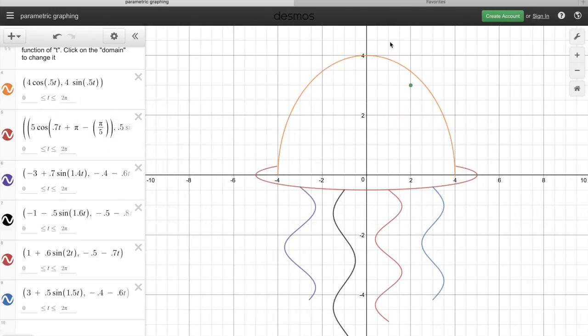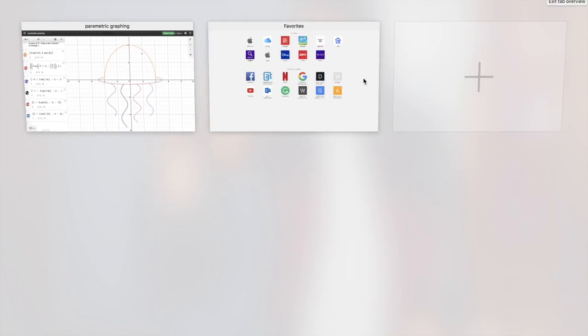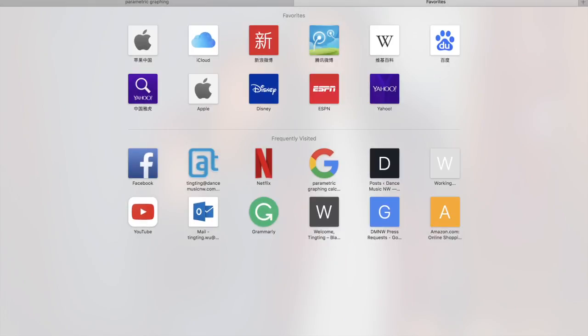Hey everybody, I'm Jeremiah and today I'm going to show you how to graph a jellyfish using parametric equations. This is a little skill I picked up being bored in math class playing around on a TI-84, so you can definitely do this on a graphing calculator too. And I'll show you how that works at the end. But if you don't have a graphing calculator, don't worry because you can do it online too.